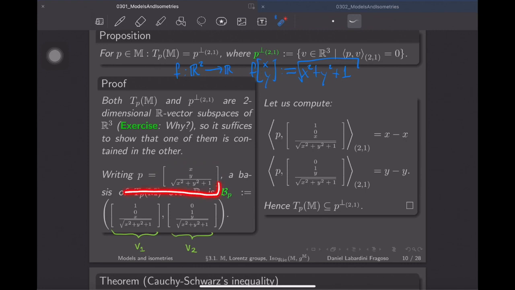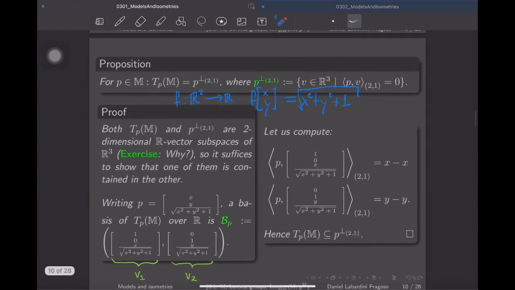And if you revise your calculus textbook, what one ends up actually doing is computing these vectors, right? So this is the partial derivative of this with respect to x, and this one is the partial derivative of this one with respect to y. Okay, and then the proposition is that the tangent plane can be computed as the Minkowski orthogonal to the point in M.